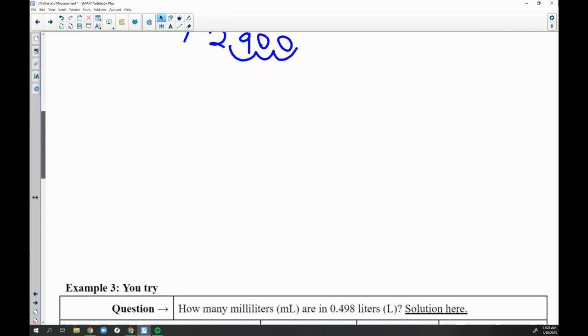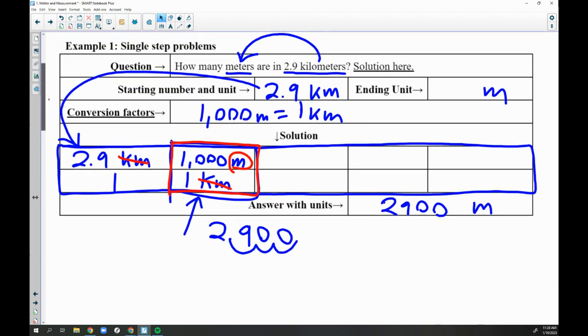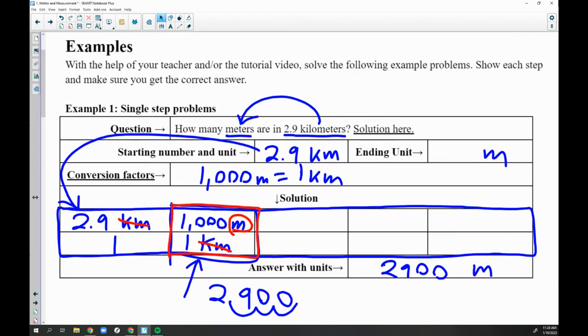Raise your hand if you would like to see another example before you try. Would anyone like to see another example before you guys give it a try? Okay, give it a try then. I'll give you guys a couple minutes to do that.